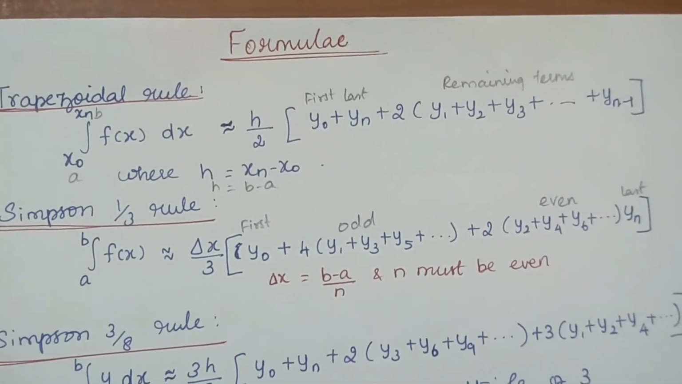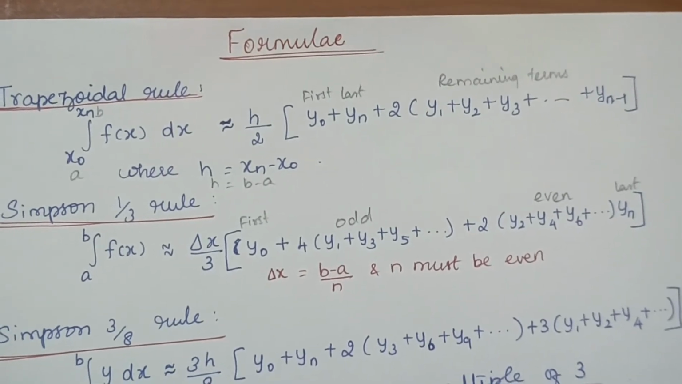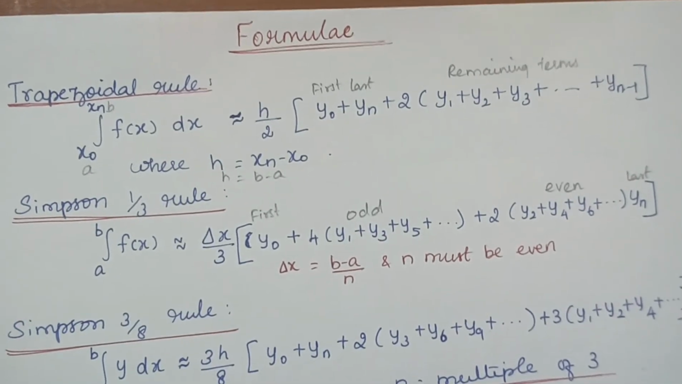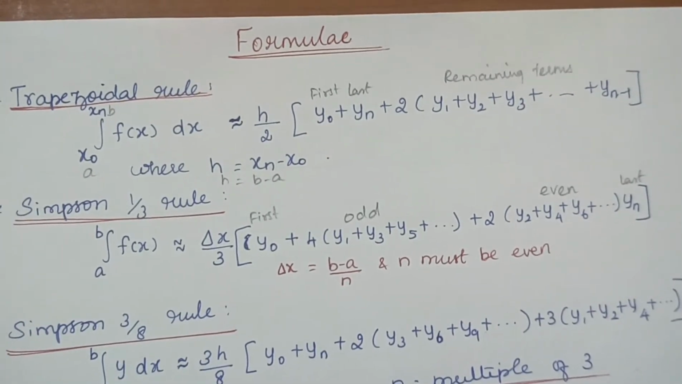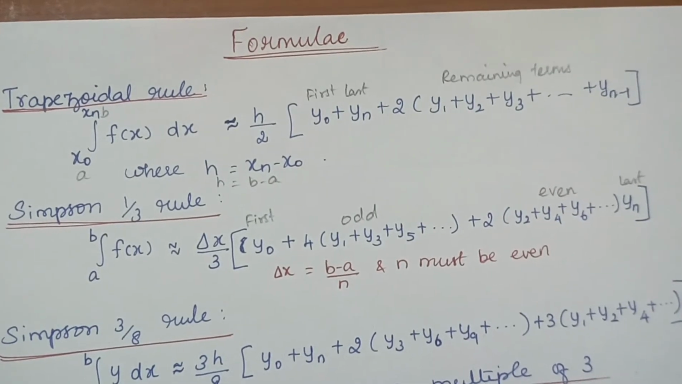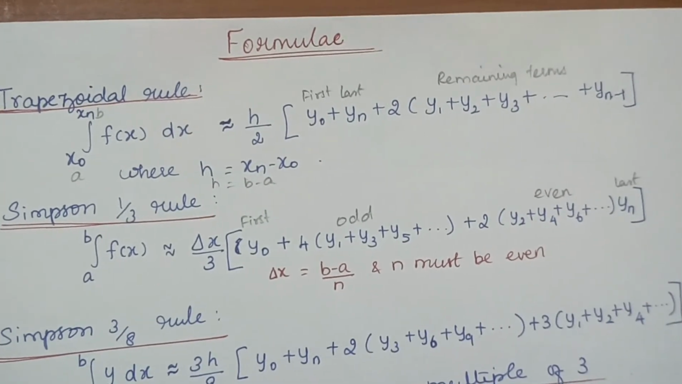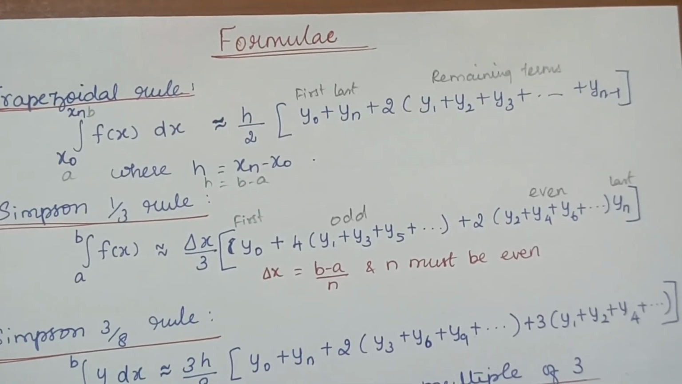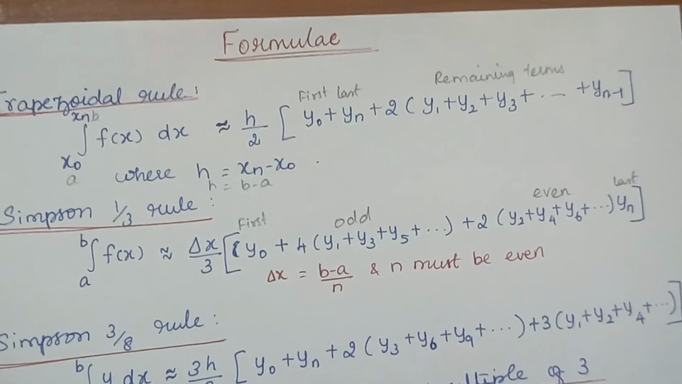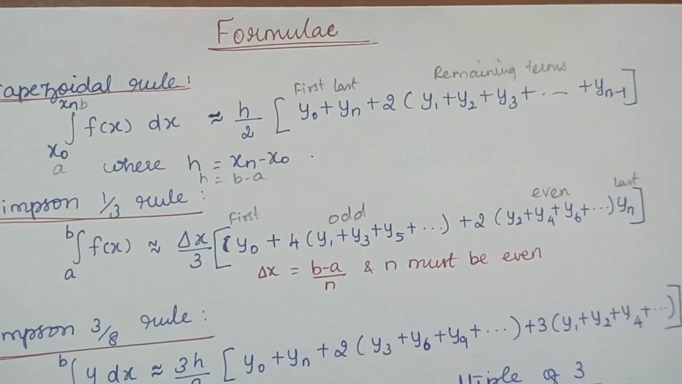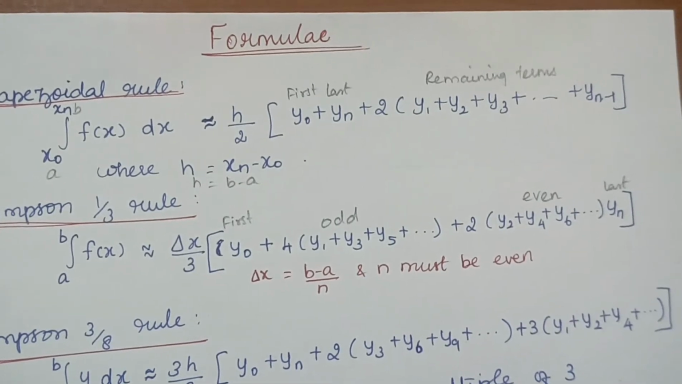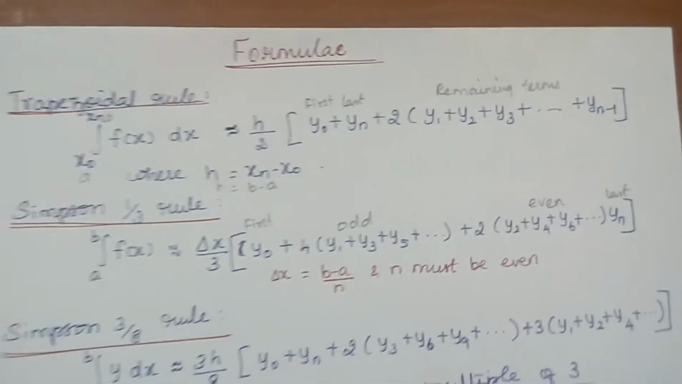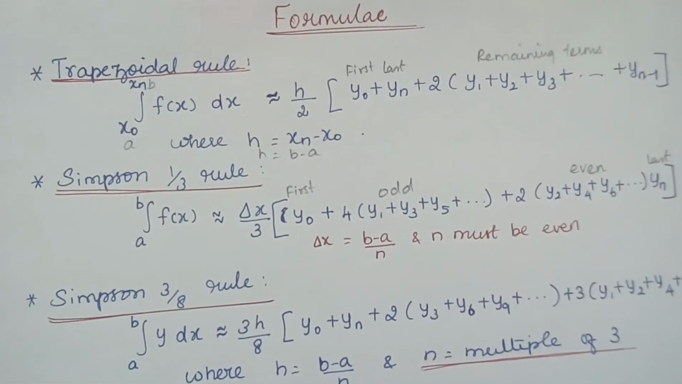Add the first term and the last term plus 2 into the remaining terms. Again I repeat, h by 2 into first term plus last term, that is y naught plus yn, plus 2 into the remaining terms, that is except the first term and last term, those remaining terms will be added here. Everything is addition, only you have to multiply by 2 with the remaining terms. So h by 2 y naught plus yn plus 2 into y1 plus y2 plus y3 plus etc. yn minus 1. H is the upper limit minus the lower limit, friends.